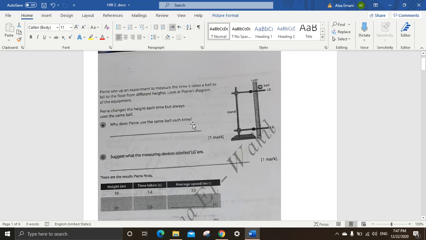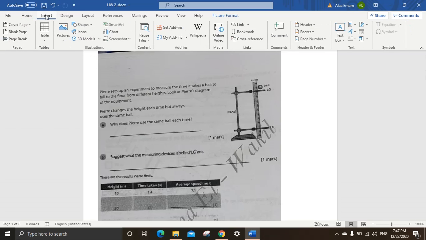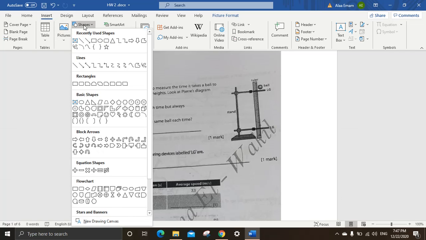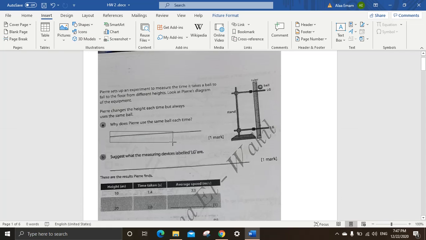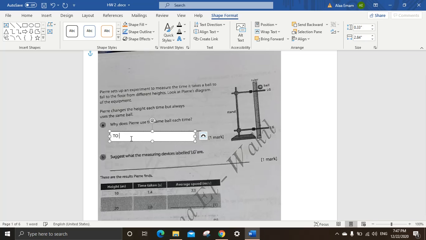And as I have already mentioned many times, since you have the word same, you are keeping each and everything in the experiment the same and you're changing only one thing. So you do that in order to make sure that your experiment is fair, right? So this is to keep the test fair, right? Now, what is the measuring device labeled LG?